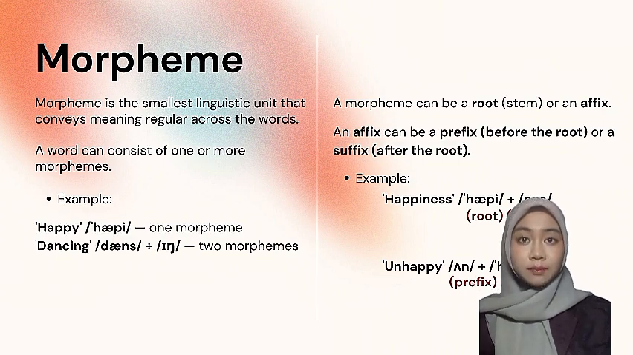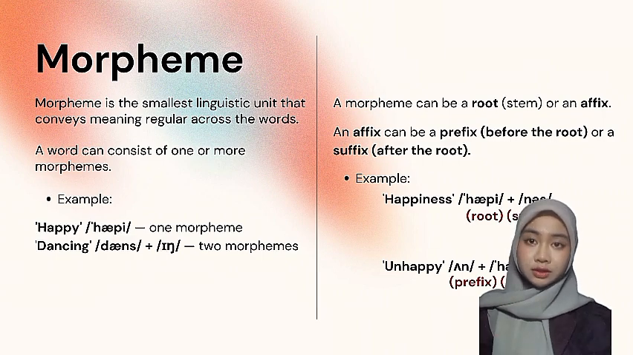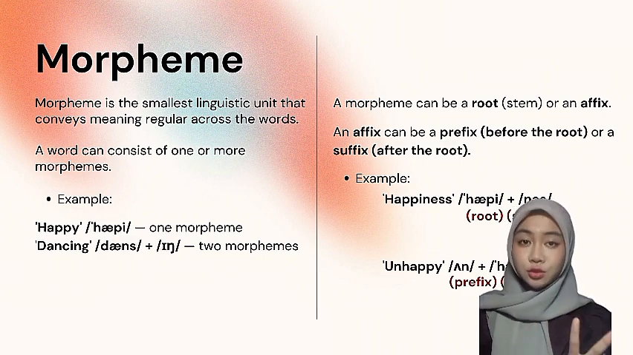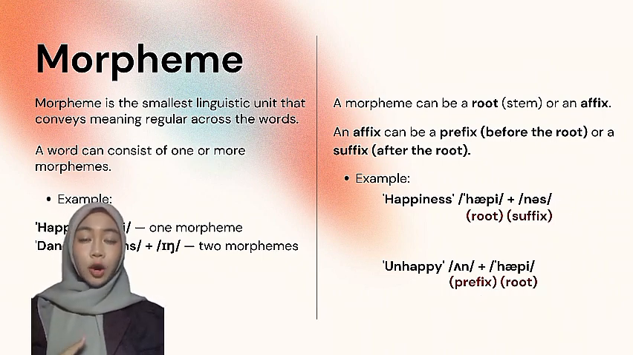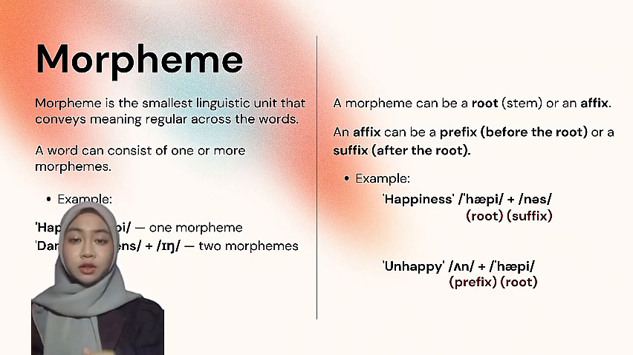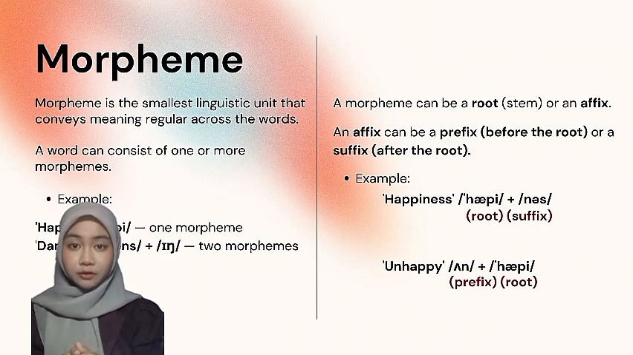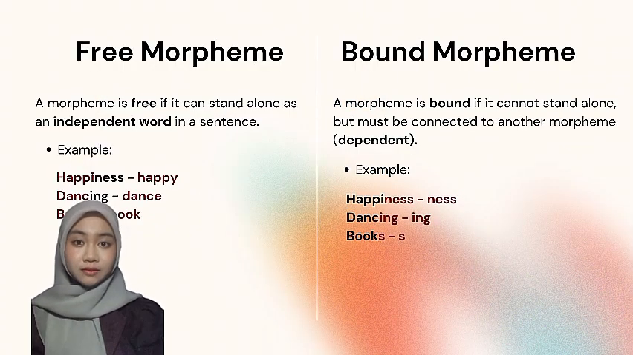For example, happy is one morpheme because it's already a complete root word. But happiness has two morphemes, happy and ness. A morpheme can be a root or an affix. An affix can be a prefix before the root or a suffix after the root. For example, happiness. Happy is the root and ness is the suffix. And unhappy, un is the prefix and happy is the root.